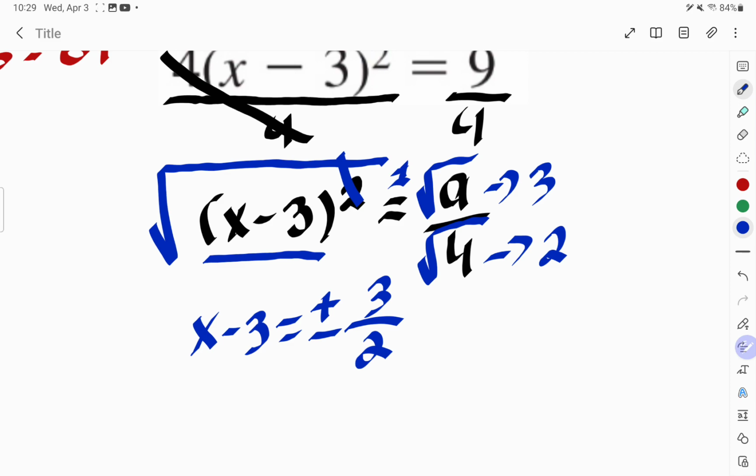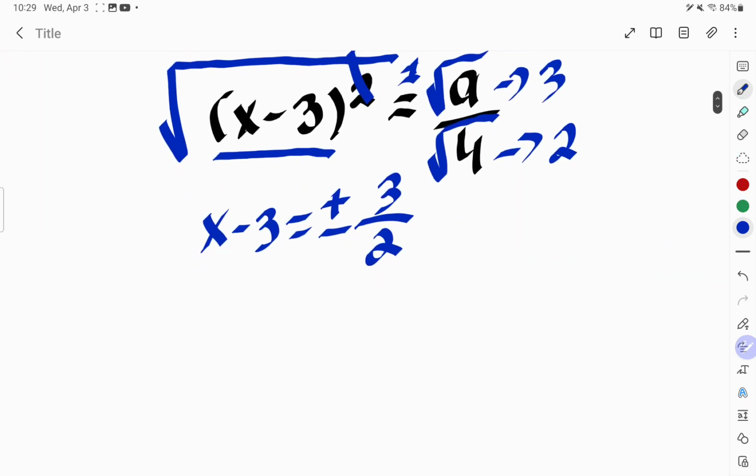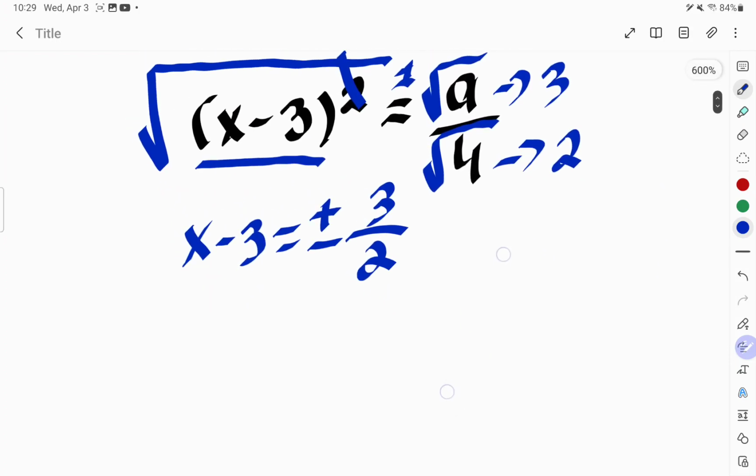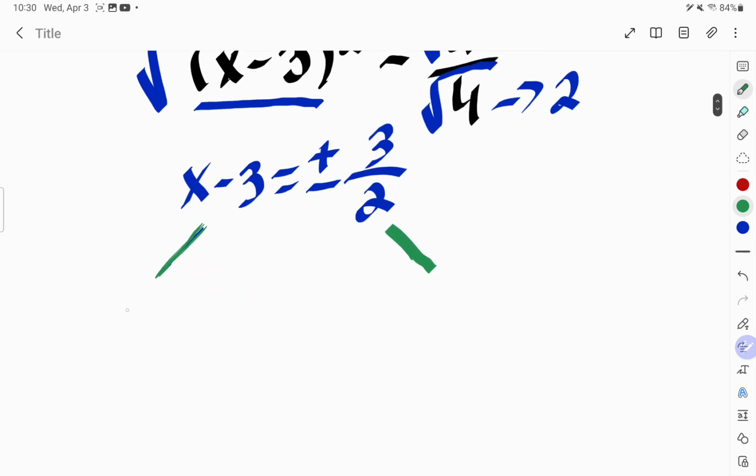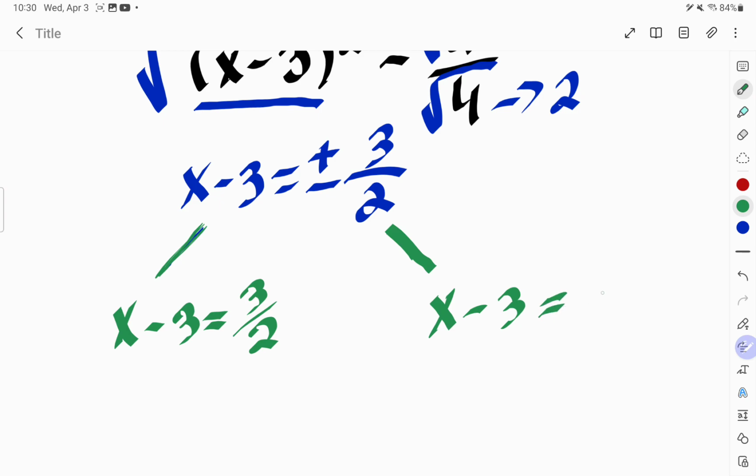Now, what I'm going to do here, I'm going to try and do my two equations just so you can see what I have. So I'm going to write one equation here, and another equation going this way. First equation is going to be x minus 3 is equal to positive 3 over 2. And then over here, I'm going to have x minus 3 equals negative 3 over 2.